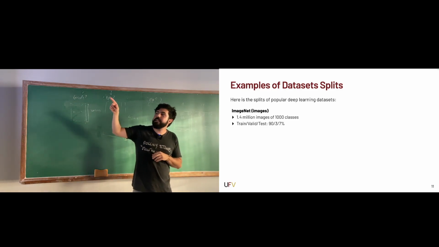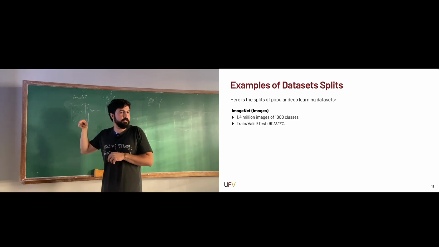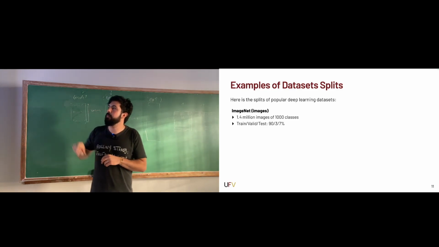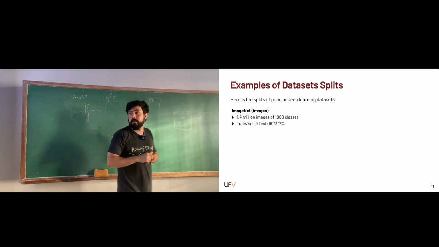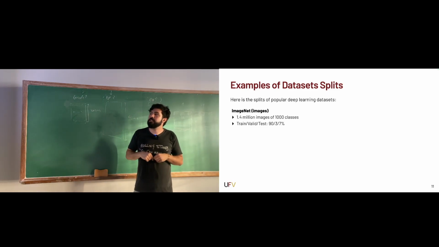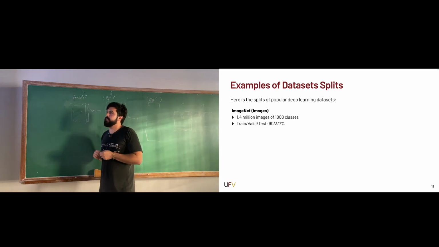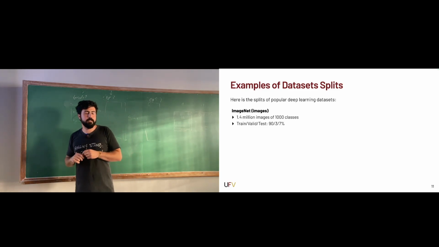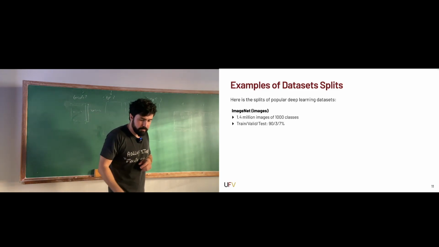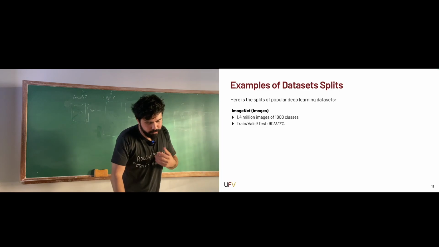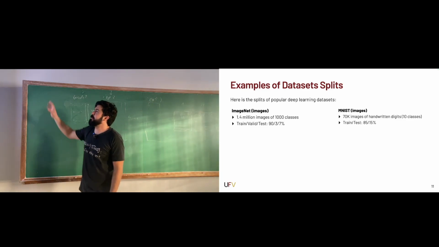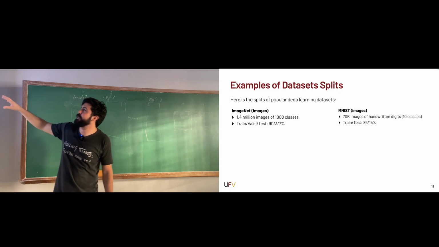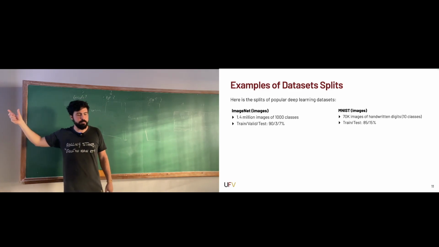The split there is 90-3-7. So 90% of those 1.4 million for training, 3% for validation, and 7% for testing. You can do the math later to figure out exactly the numbers. It's also on the website. Here is a similar one that is much smaller, but it's also images.